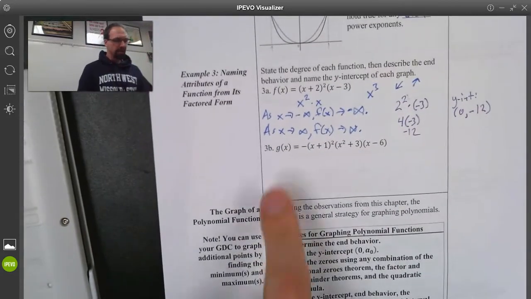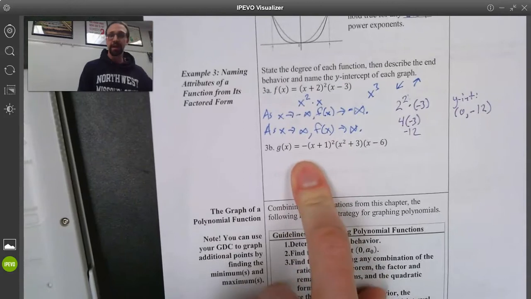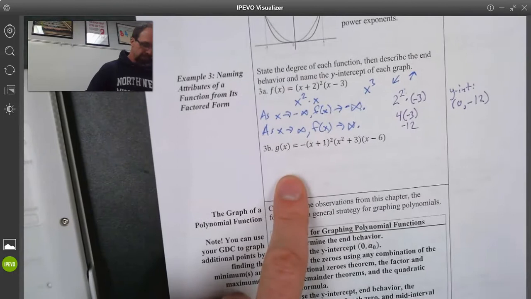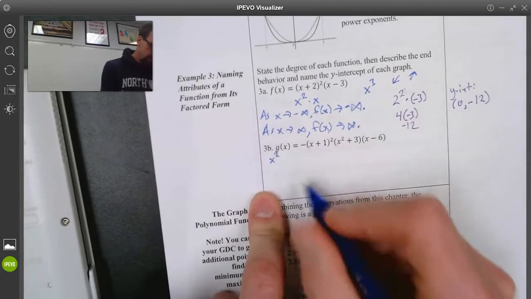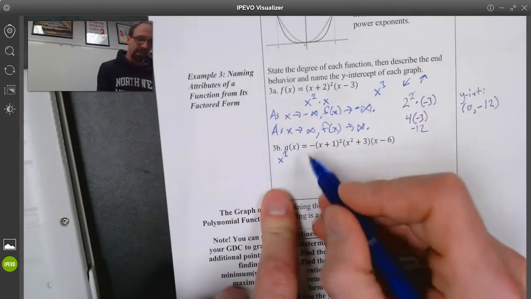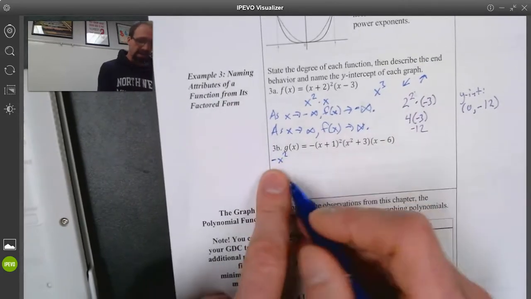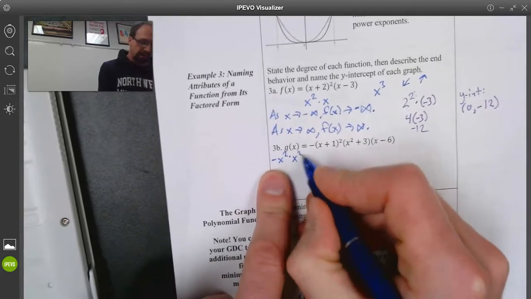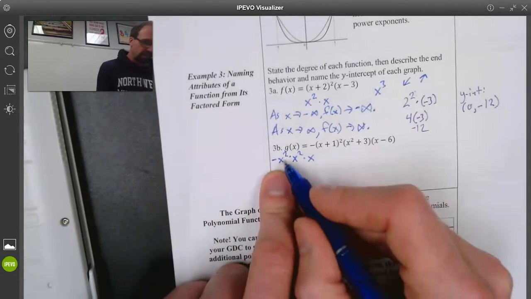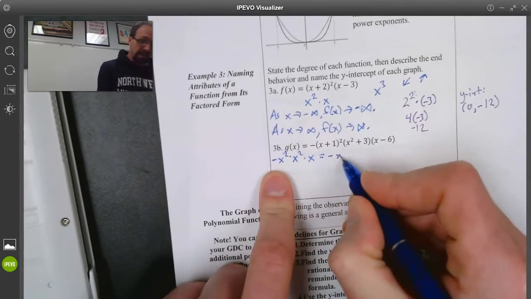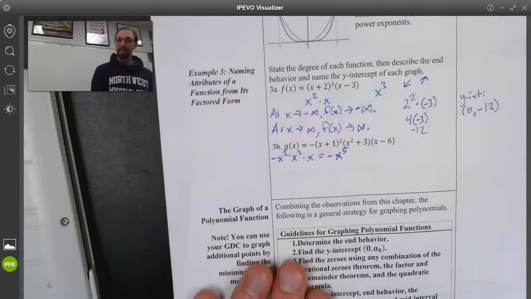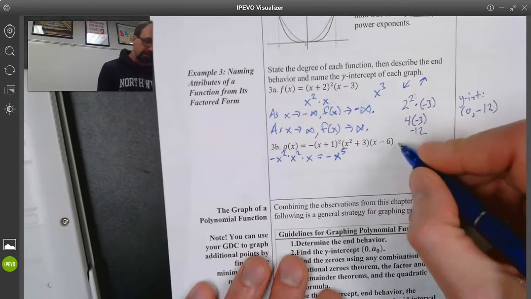For the next one, the degree of this one, again, looking at all of the powers. Here we have an x squared. The negative is out in front. Be mindful of that. The negative isn't inside the parentheses, it's actually out in front. So that's going to be a negative x squared times an x squared times an x. I multiply all these values together and I'm going to get a negative x to the 5th. Knowing that it's negative helps me determine that it's an odd power with a negative leading coefficient.